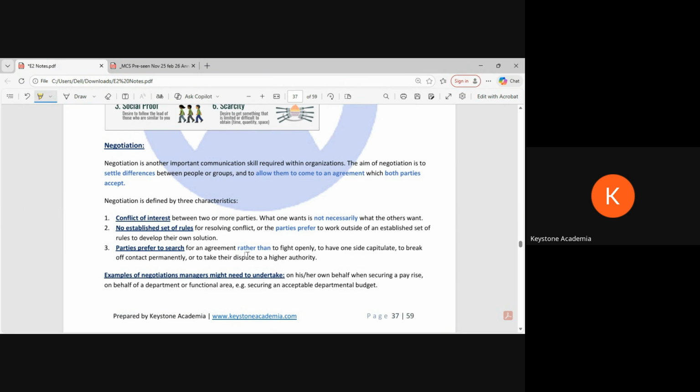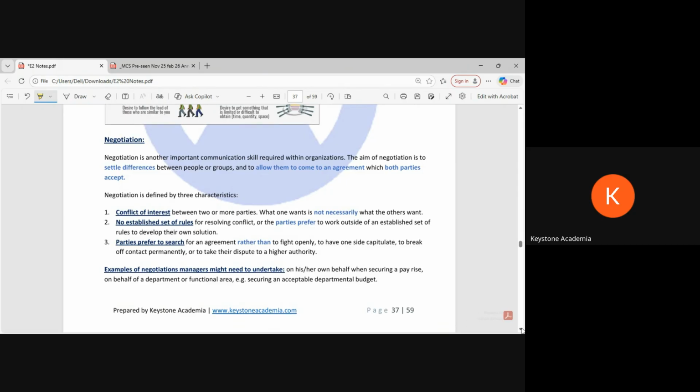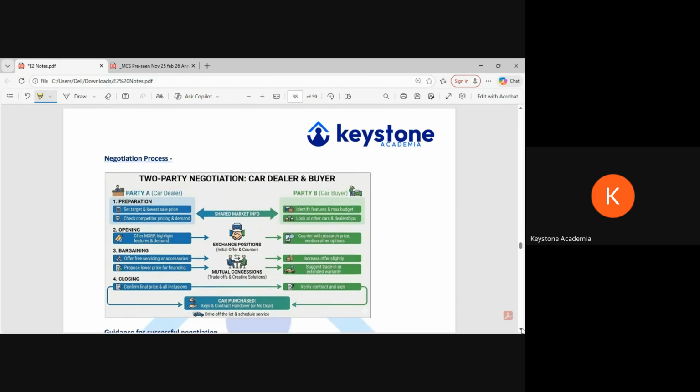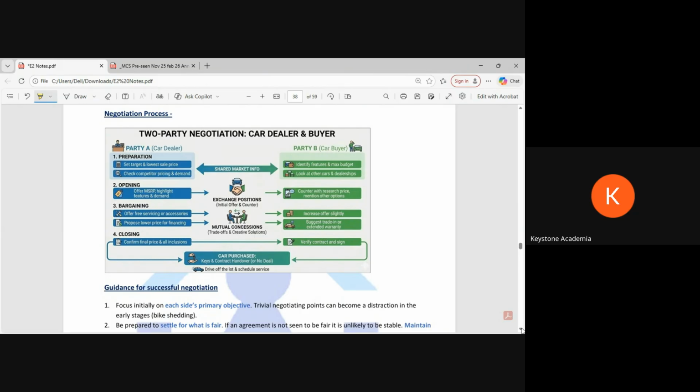Let's say we have to answer what are the points, or maybe a question can be what are the points to consider when we are negotiating with our suppliers. What do you think? It's very logical. What will you do?